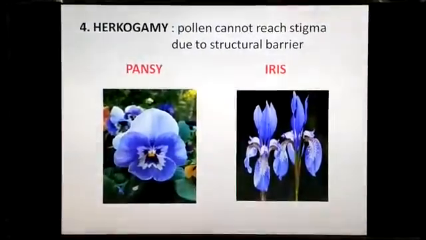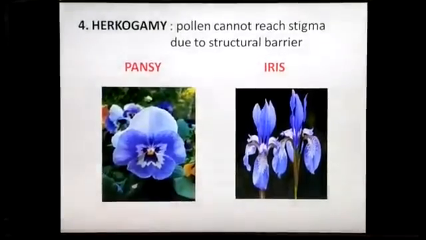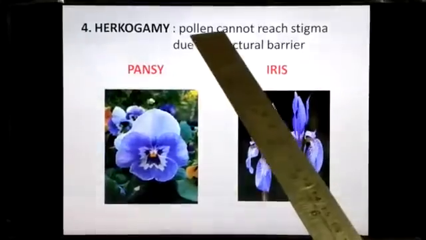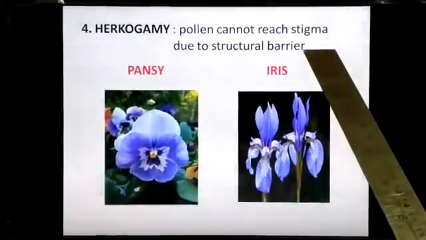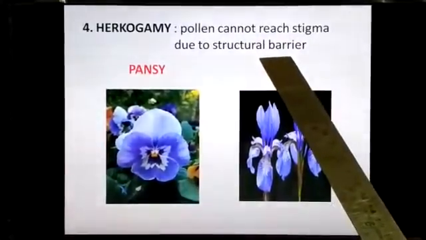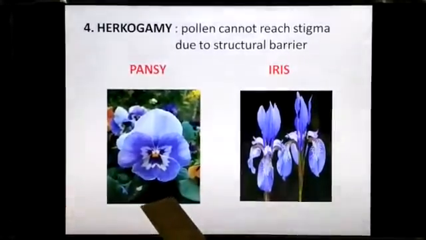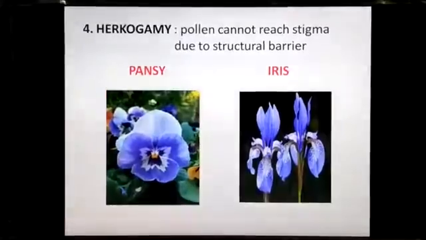The fourth condition is hercogamy. In this, there is a structural barrier in which the pollen cannot reach stigma. Due to the barrier, the pollen is unable to reach the stigma. This condition is seen in pansy flower and in iris.